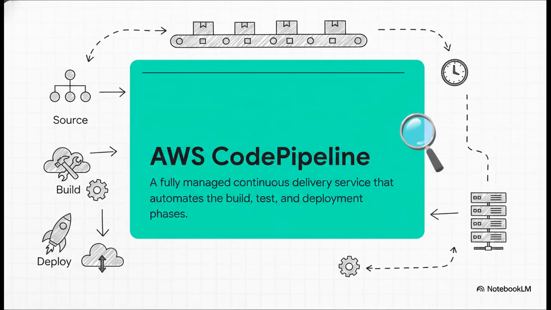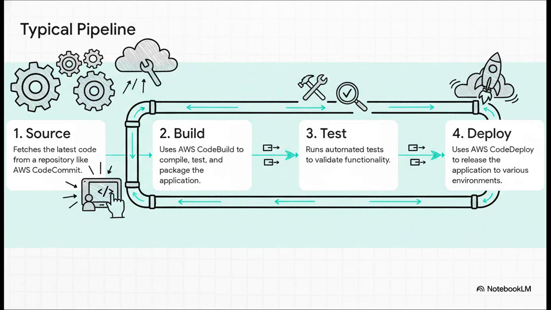CodePipeline is that factory manager. It's the brain of the operation. It's not a code repository. It's not a build server. It's the service that automates and lets you visualize your entire workflow from start to finish. It keeps an eye on CodeCommit for changes, automatically tells CodeBuild to start a build, and then tells CodeDeploy to release it. And this is what a simple pipeline looks like in action.